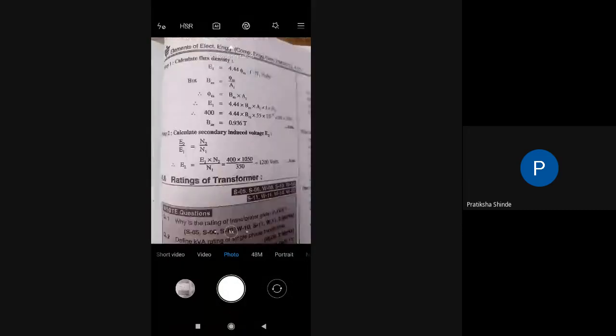I hope the screen is visible. Yes, ma'am. Okay. Bm is equal to 0.936 Tesla and E2 is equal to 1200 volts. Done? Any doubt in this numerical? No, ma'am. Okay.